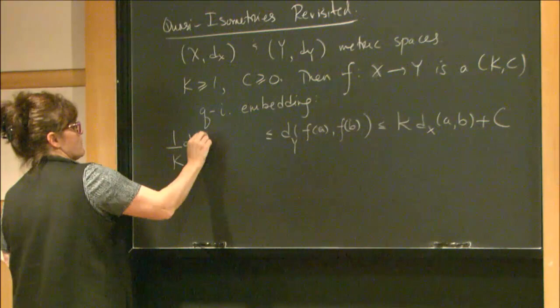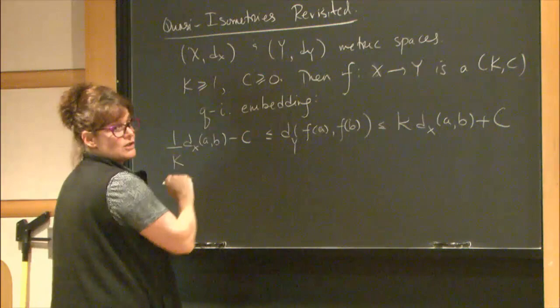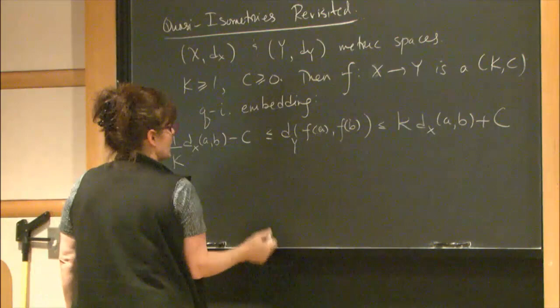But sometimes it just gets in there a little better if you write it again. So you're comparing the distances of your two domain points with the distances of the target points, and you get this linear relationship. And again, if C was 0, then this is just the usual bi-Lipschitz embedding.